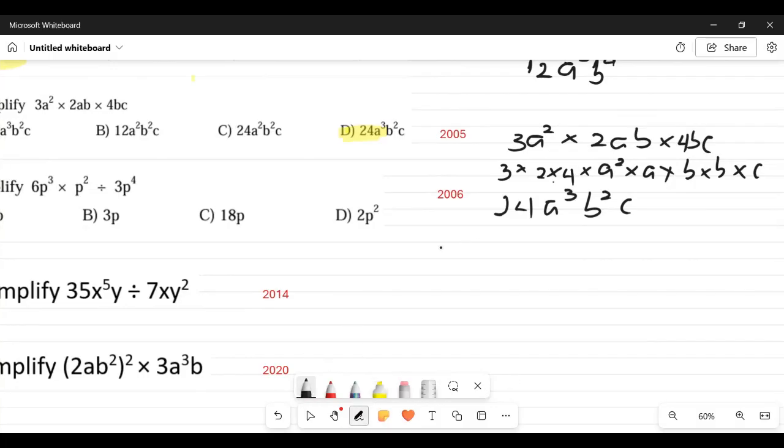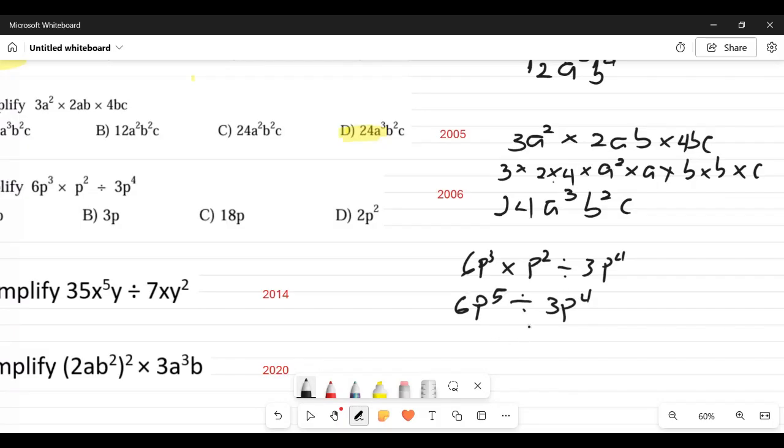Okay, so we have 6p cubed times p squared divided by 3p exponent 4. So let me do the multiplication and then I do the division. So let's multiply. So 6p cubed times p squared is going to be 6p exponent 5, and then divided by 3p exponent 4.